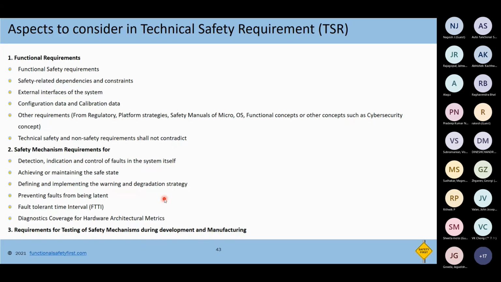And finally, which Soumya explained, for hardware diagnostic coverage and the hardware architectural metrics, we need to add those into the requirements for the hardware team to use.